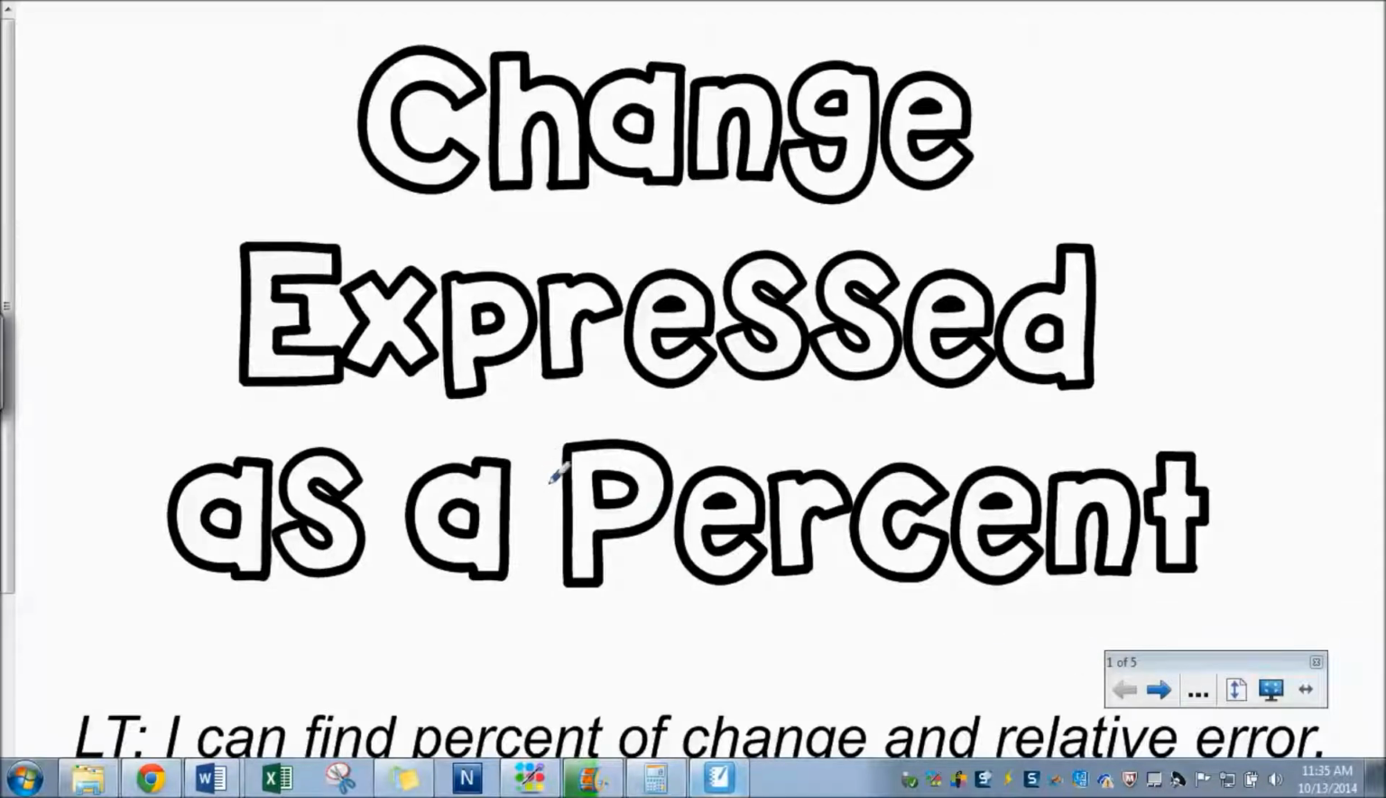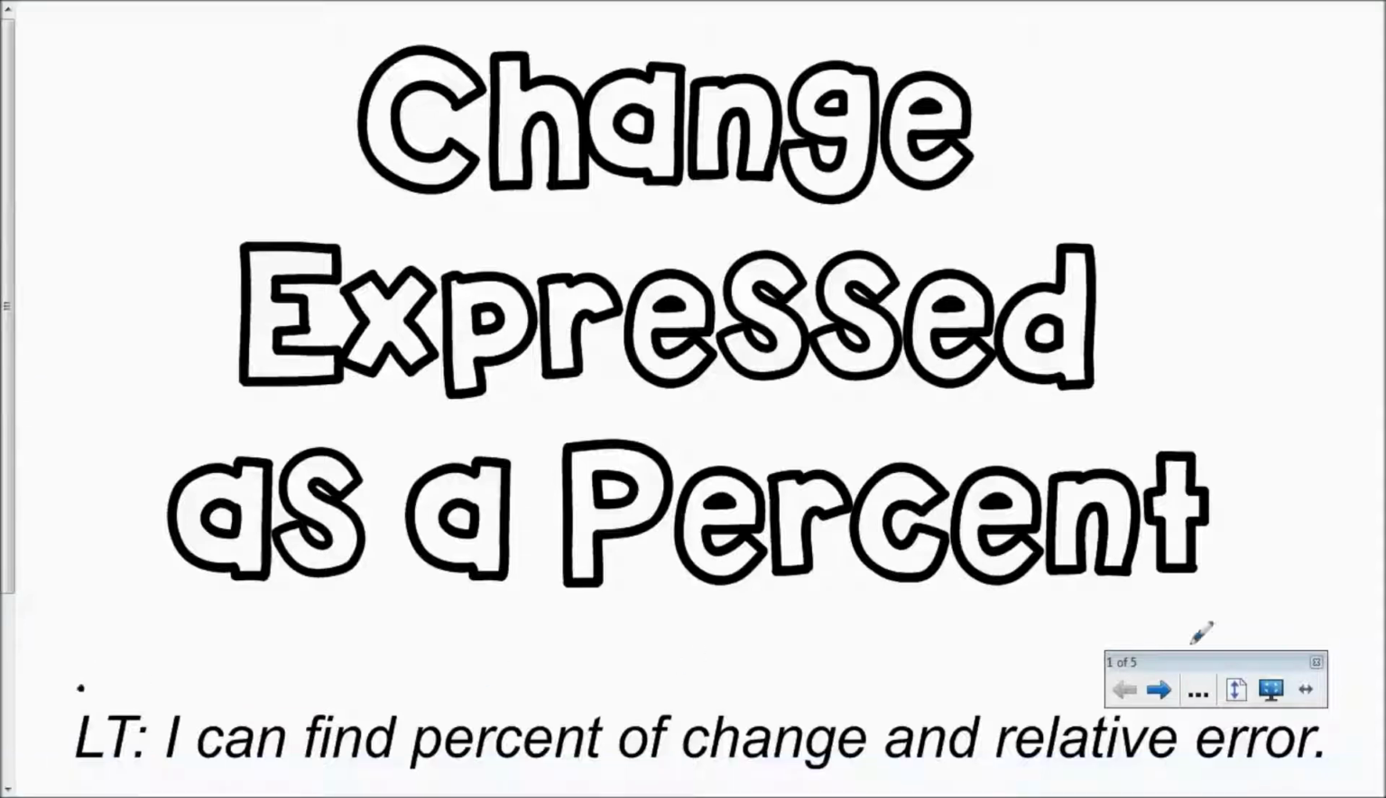Change expressed as a percent is the same thing as probably what you've heard as percent of change. You'll see this in math, you'll see it in science, you'll see it in advertising. For instance, my toilet paper that I just bought showed that I got 25% more for free. That is showing a percent of change. So our target is that we can find percent of change and relative error.